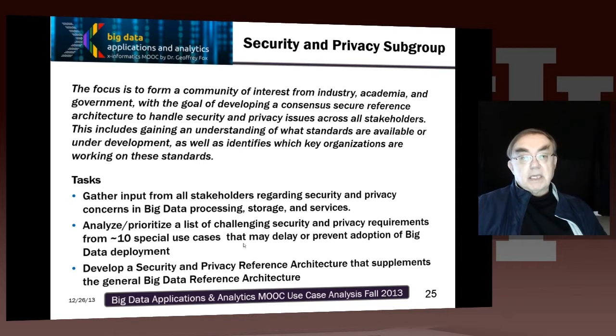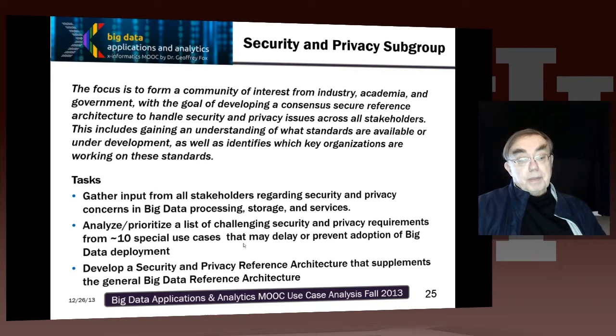So it has exactly the same generic requirements, and then its tasks are to look all over the various stakeholders, the users and the providers and the developers, and get all the different security and privacy concerns in all aspects of big data. Try to analyze them in terms of special challenges, classify those challenges, and look at the round 10 of special use cases coming from this group, which are different from the broader use cases gathered by the requirements and use case subgroup.